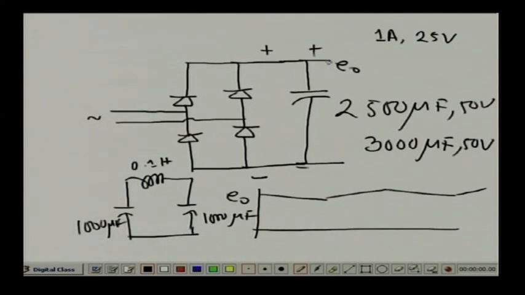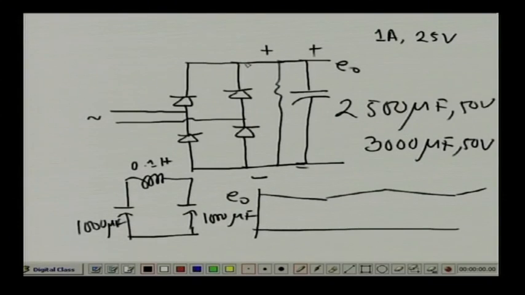There should be some bleeding resistors, high value bleeding resistors. This is always necessary, because otherwise the capacitor will be fully charged. What will happen if I charge this capacitor with a large current? If it is a totally discharged capacitor, it needs a large current, so there is a large surge current to the diode. So, the diode will burn out.